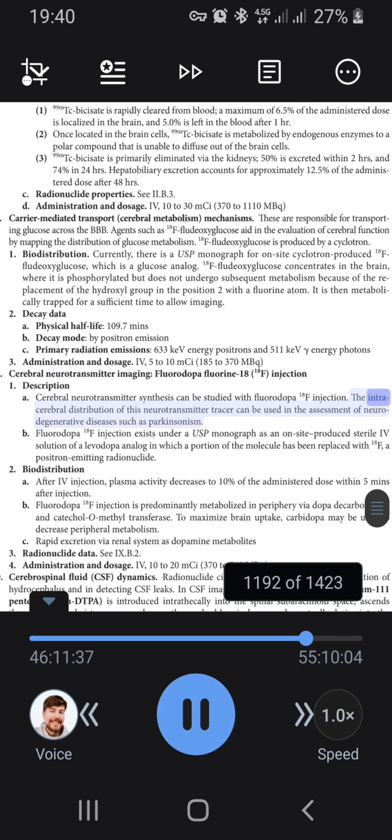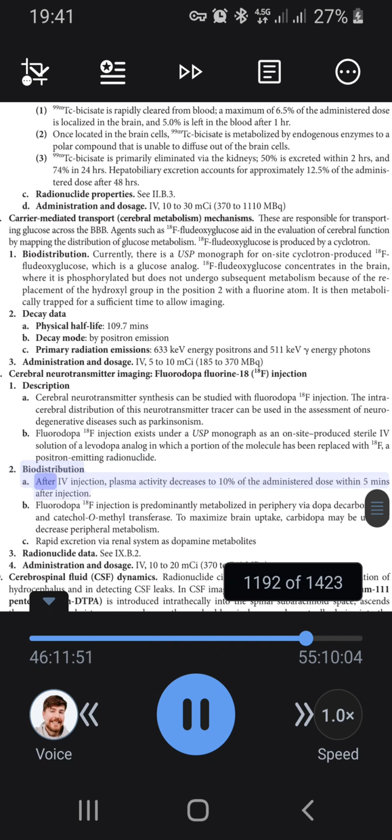The intracerebral distribution of this neurotransmitter tracer can be used in the assessment of neurodegenerative diseases such as Parkinsonism. B. Fluorodopa F 18 injection exists under a USP monograph as an on-site produced sterile IV solution of a levodopa analog in which a portion of the molecule has been replaced with F 18, a positron-emitting radionuclide.